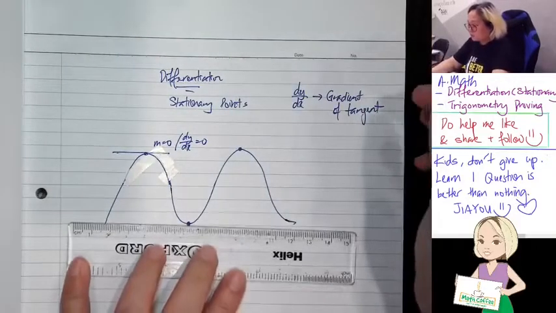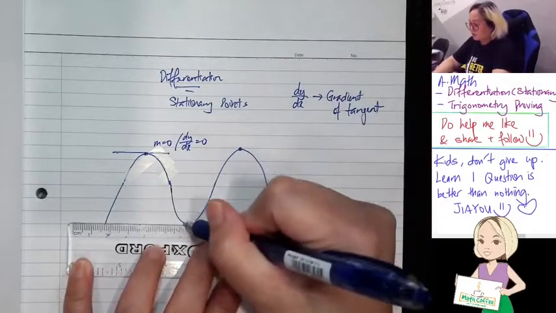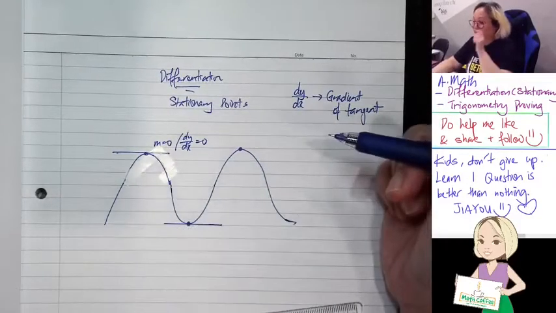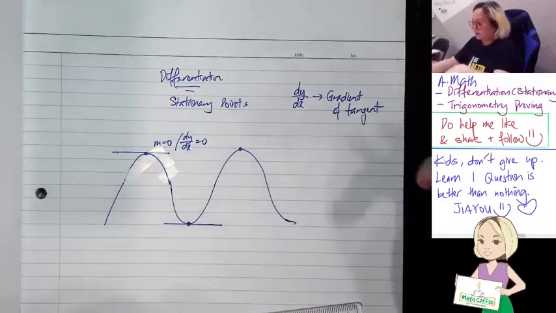At this other turning point or stationary point, same thing, we draw the tangent line. It is again a horizontal line.